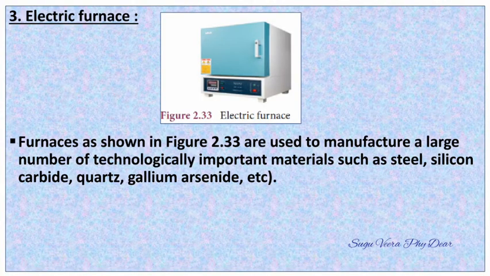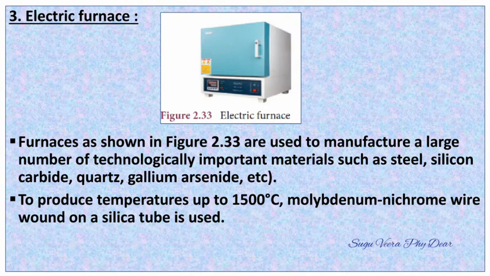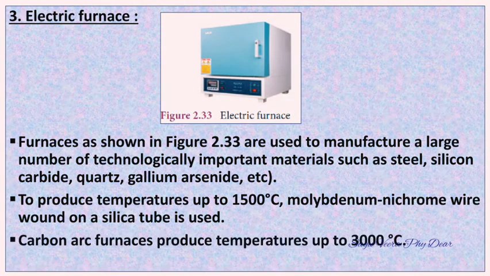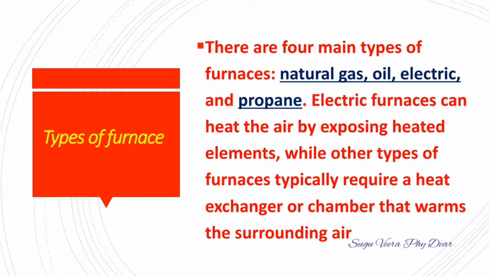Furnaces are used to manufacture a large number of technologically important materials such as steel, silicon carbide, quartz, gallium arsenide, etc. To produce temperature up to 1500 degree Celsius, molybdenum nichrome wire wound on a silica tube is used. Carbon arc furnace produces temperature up to 3000 degree Celsius. There are four main types of furnace: natural gas, oil, electric and propane.